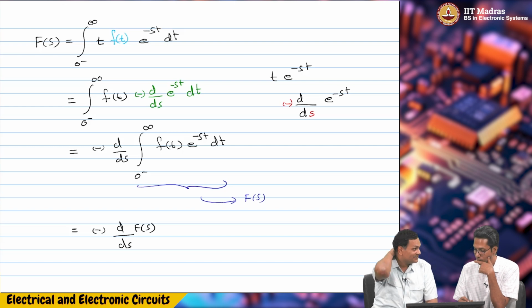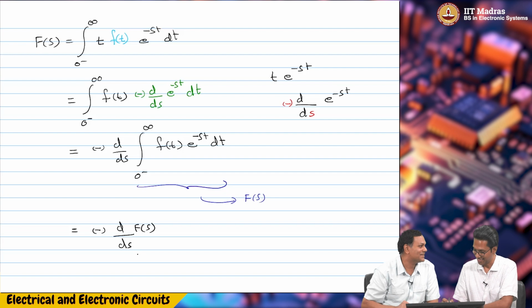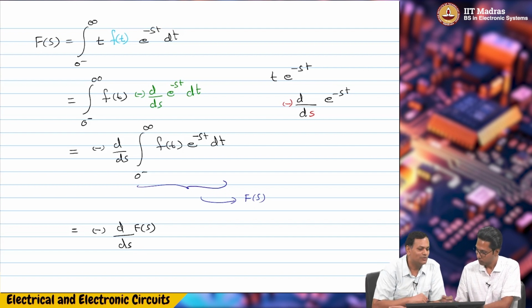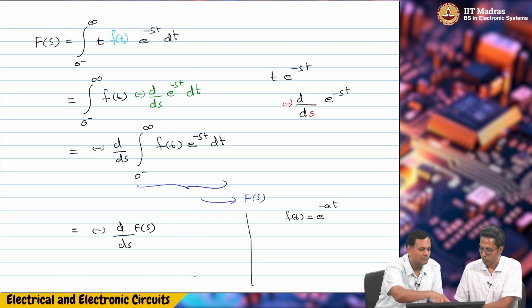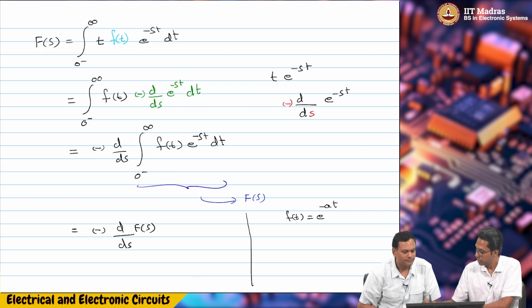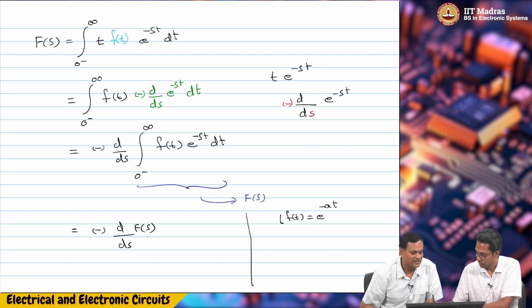And now we need to make sure that this is correct by setting f of t to e power minus at. So if we do that, will I get 1 by s plus a? That also we should check. So let us put f of t equal to e power minus at. Because we were trying to find the Laplace transform of t e power minus at, we will write t f of t will be t e power minus at.